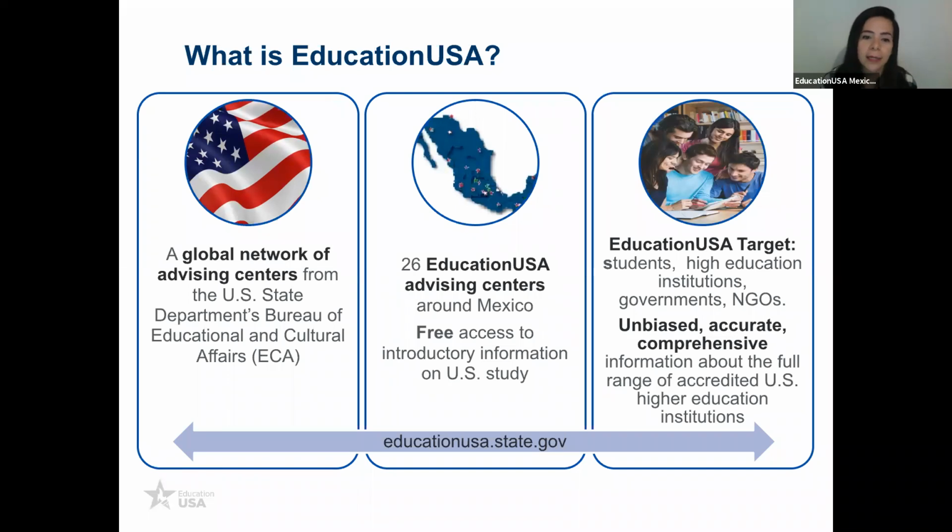Since we are a network program from the U.S. State Department, in Mexico we have about 26 advising centers where we have different advisors who cover the different parts of Mexico. So if you are visiting us from a different country or a different place from Mexico City, if you want to get in contact with them, you can visit our website that you can see on screen, or write us an email so we can get you in contact with your Education USA advisor.